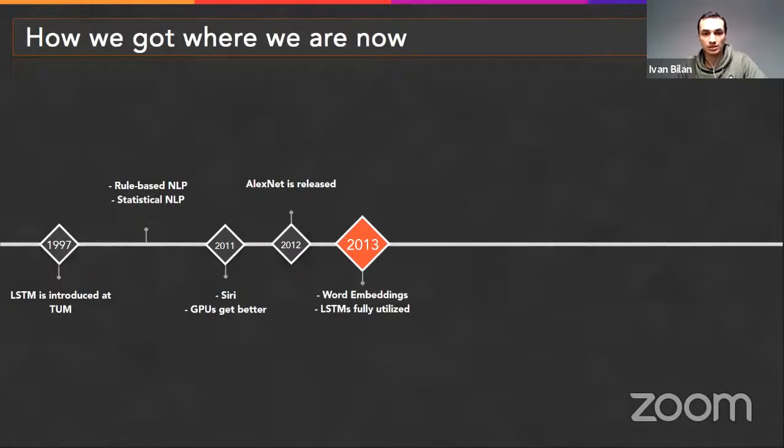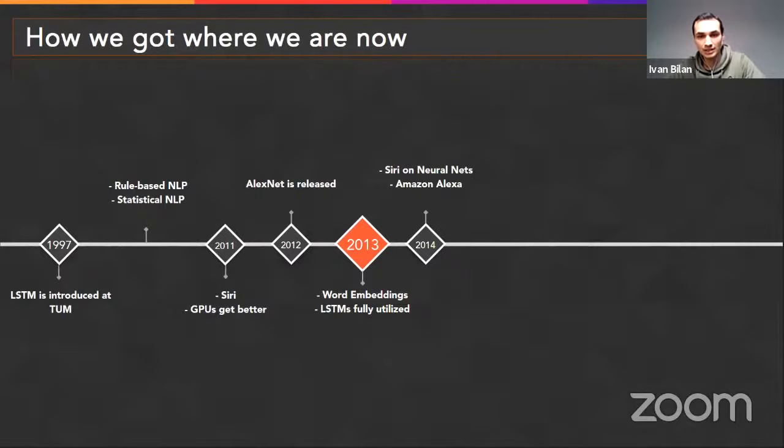And so around 2013, Google came out with word embeddings, which allowed us to create a vector of meaning for every single word that exists, given its context. And LSTMs finally could be used by PCs back then using GPUs and were fast enough to actually be applied to different industry-grade solutions.